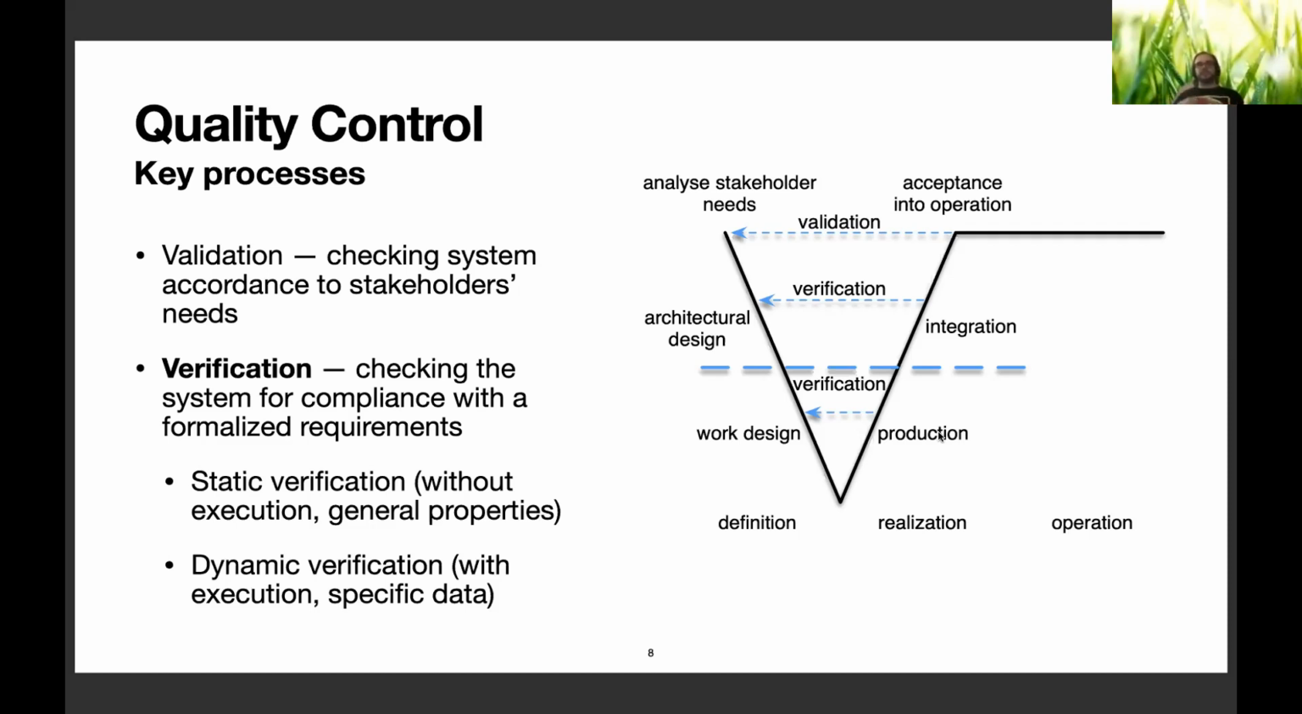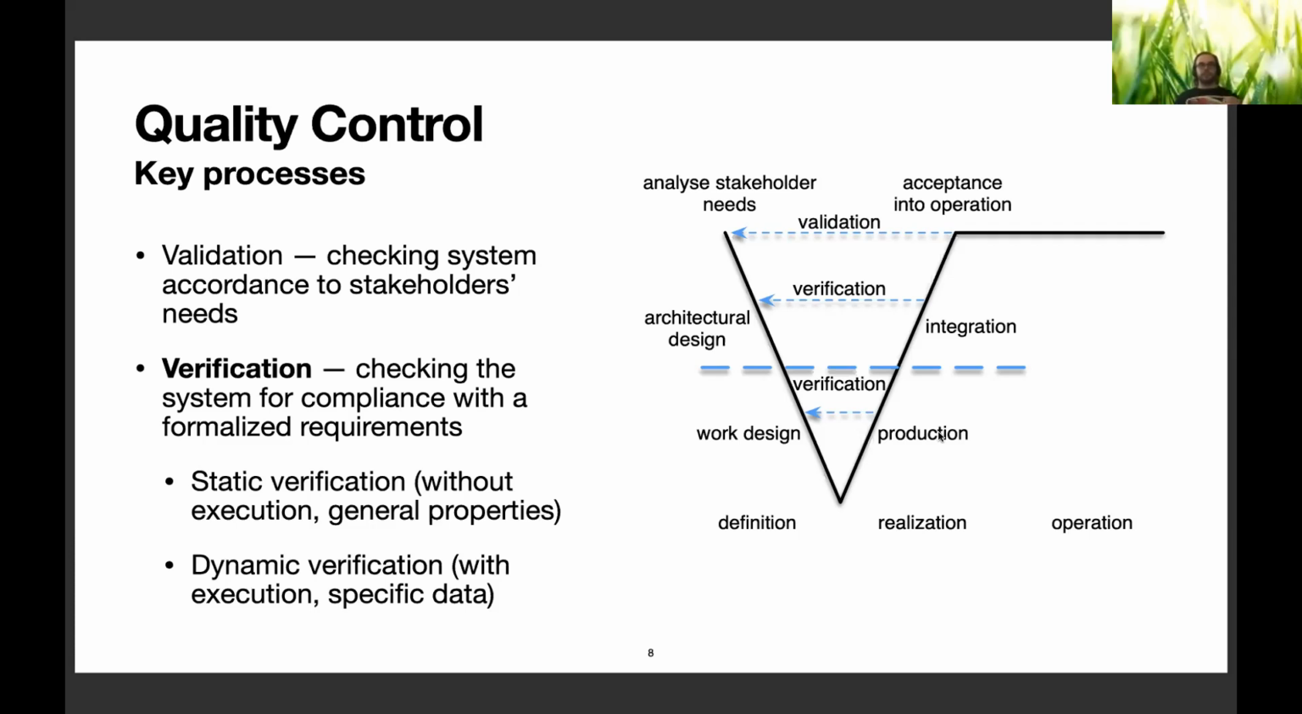But verification is the question of how to check our product, our software, for compliance with the formalized requirements. We can separate verification methods into two groups. The static verification, in which we don't need to execute the software, but look at it as a specification and can formally prove some properties, usually general properties of the system. For example, programming languages check the program, or, if it is a statically typed programming language, the interaction between software components.